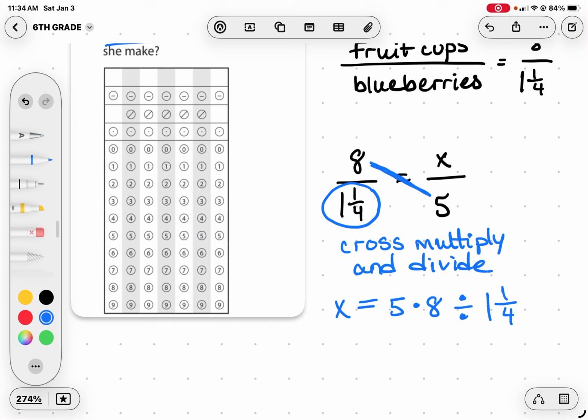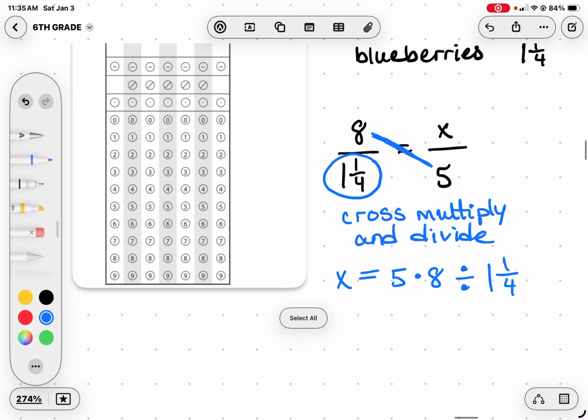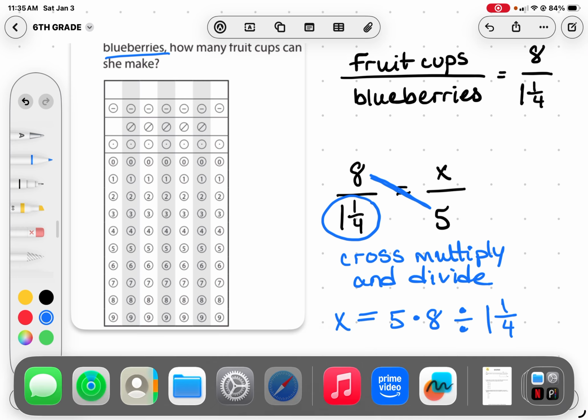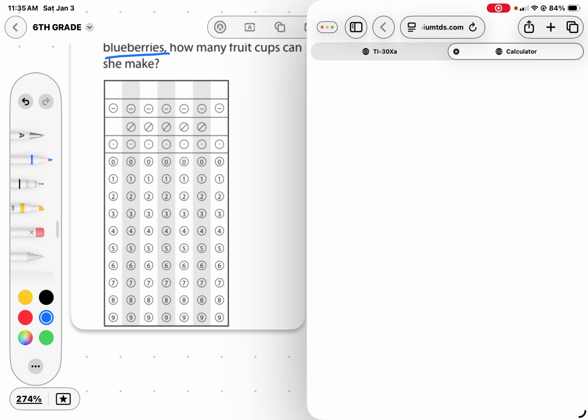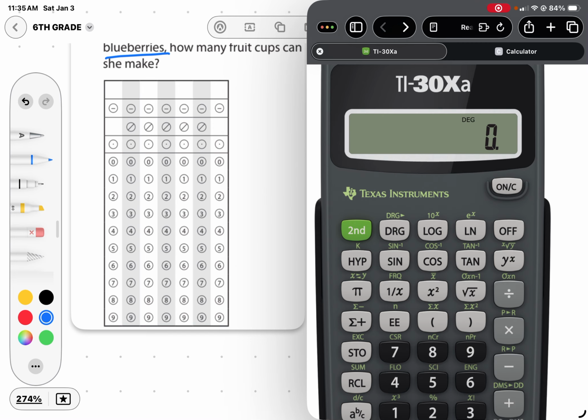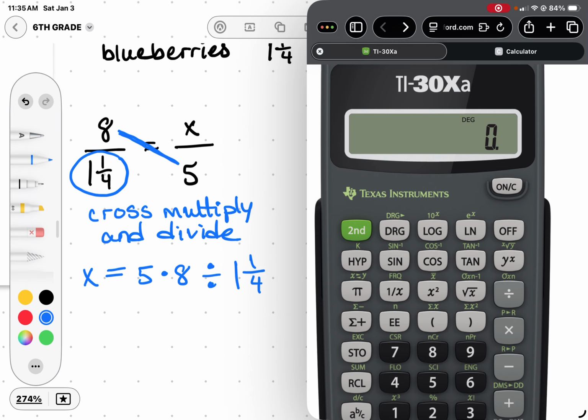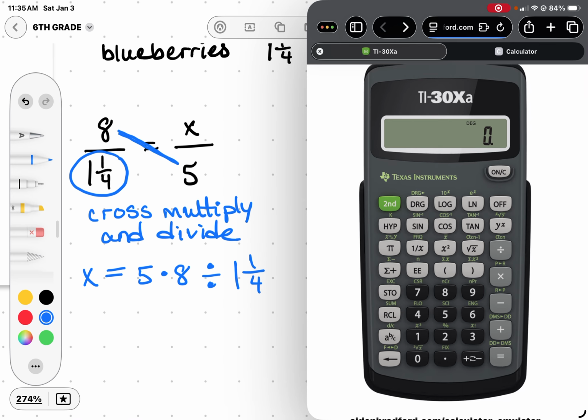And now we're going to go ahead and take a look at that. The first thing we want to do is change 1 1/4 to either a decimal or a mixed number. Either way, we'll be able to use our calculator to do that. So let's go ahead and do that. 1 ABC, 1 ABC, 4. That's how you type in 1 1/4.